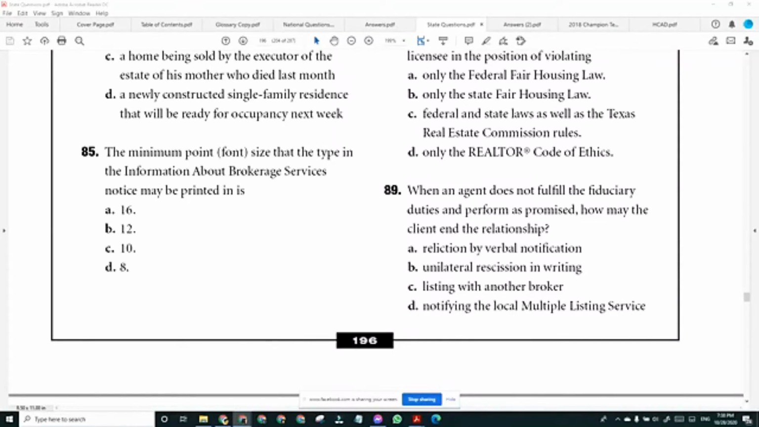The minimum point font size that the type in the information about brokerage services notice may be printed in is A, 16, B, 12, C, 10, or D, 8. We did this one also in exam number 1.